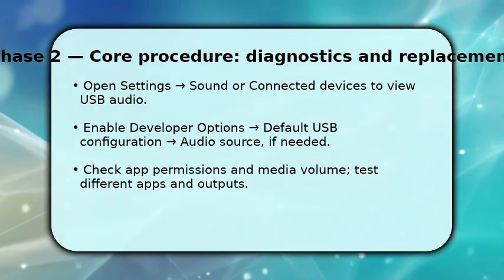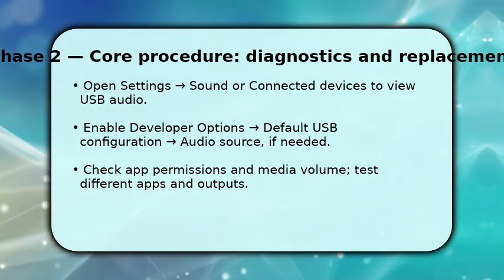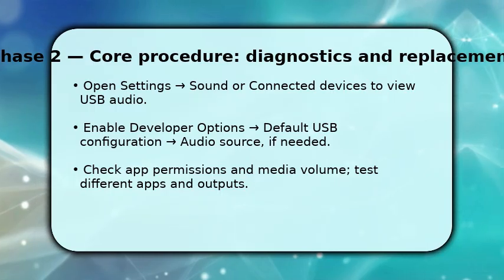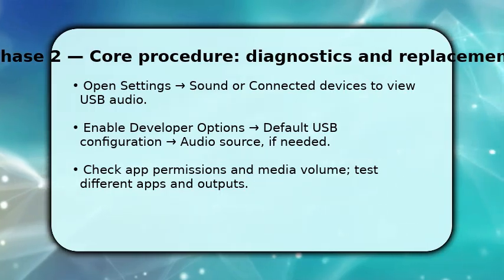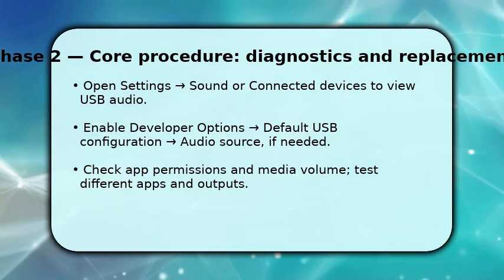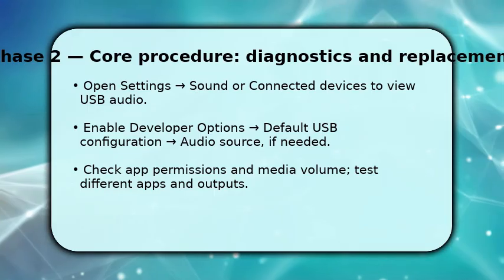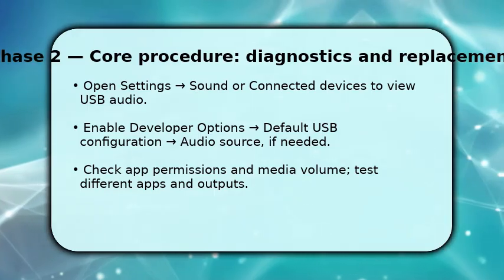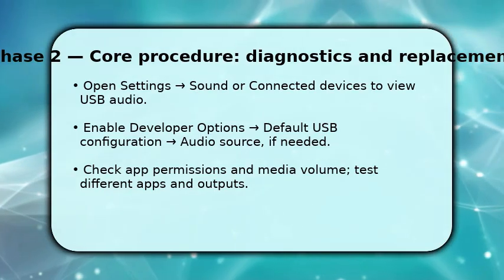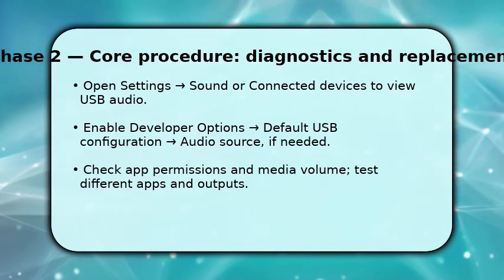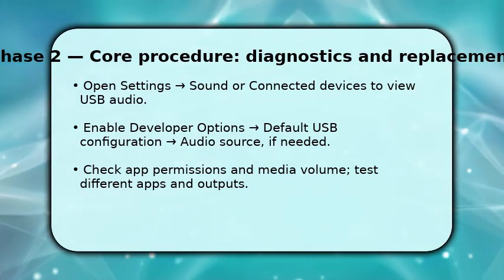If it does not, enable developer options and set default USB configuration to audio source. This forces recognition on some builds. Make sure apps have microphone and audio permissions, and then test media and call audio separately. If music plays but calls don't, select the USB device inside the calling app. These steps isolate system versus app routing issues.